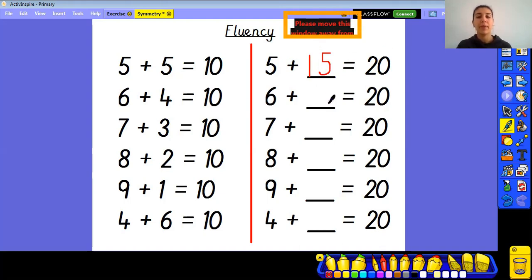Can you have a go at completing all of these missing numbers using what we've just learned, and then we'll go through the answers.